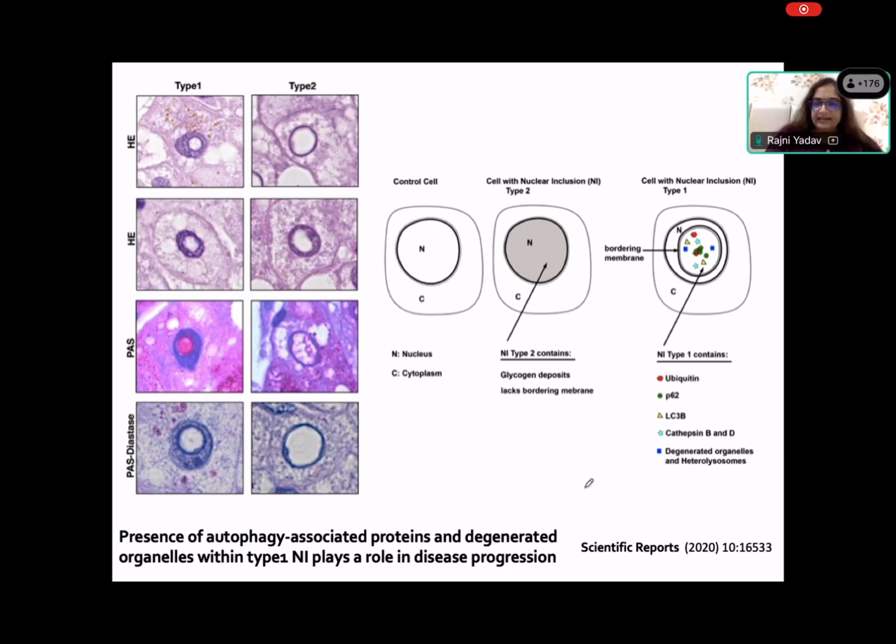So that's a nice article, you can go through this article. A lot of work was done on the basis of which these conclusions were taken out. So going to the next case.